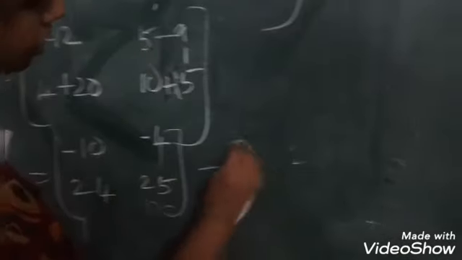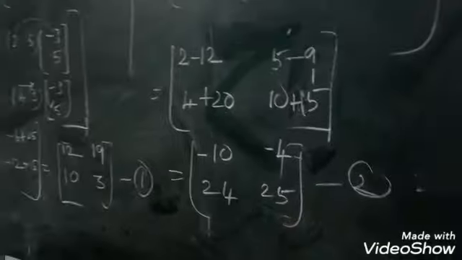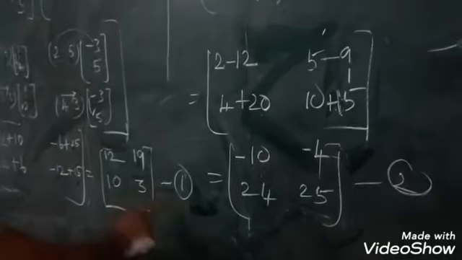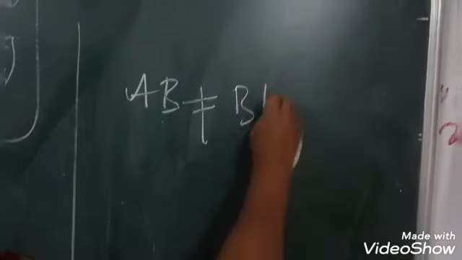See, this is called BA. Now you have to check that AB and BA should be equal. Is it equal, girls? No. So, as I always said, the commutative law is not true. AB is not equal to BA. Okay girls.